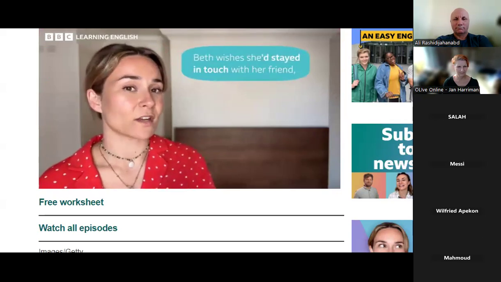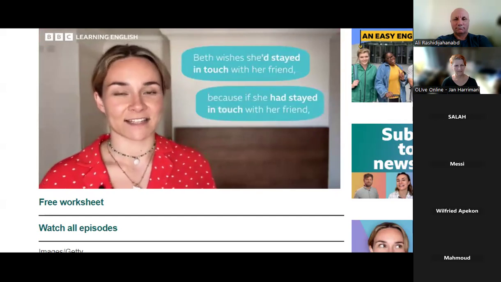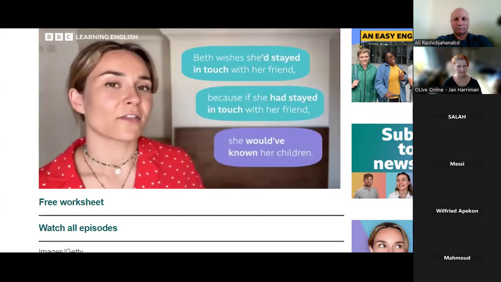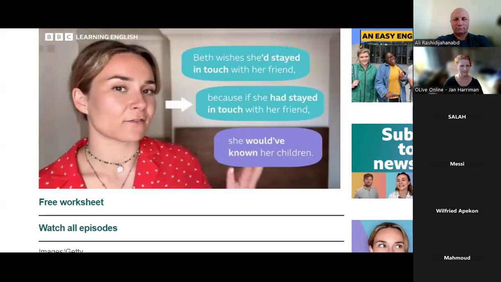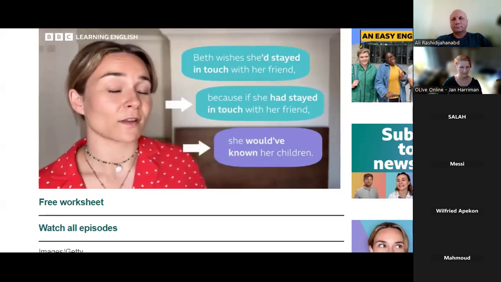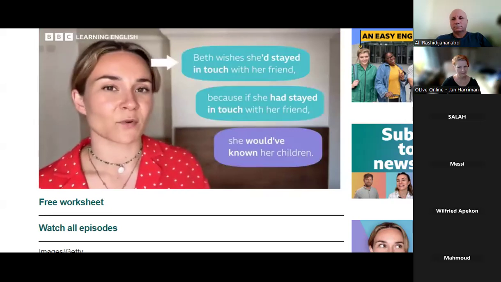Beth says she wishes she'd stayed in touch with her friend because if she had stayed in touch with her friend, she would have known her children. So we have a typical third conditional structure with an if clause and a result clause, and then we have this other common structure where we use wish to express that we want something to be different. Let's hear more examples.